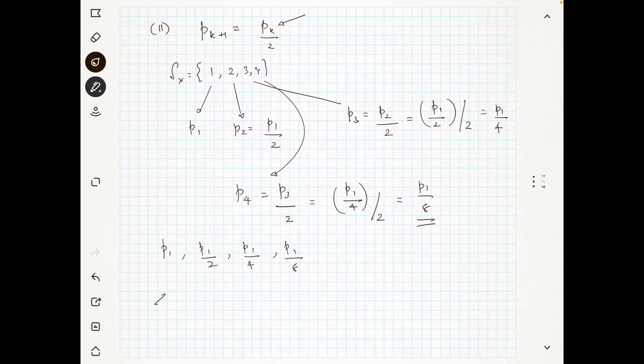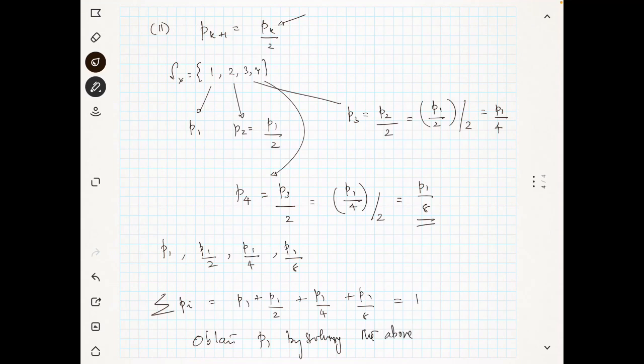Now you add all these things, summation of all pi's, which is equal to p1 plus p2, and p2 is nothing but p1 by 2, plus p1 by 4 plus p1 by 8. This will be equal to 1. Then you can obtain p1 from this equation, by solving the above equation. Then you can find all the probabilities, and you can use the same procedure that I have used in the previous part of the problem.